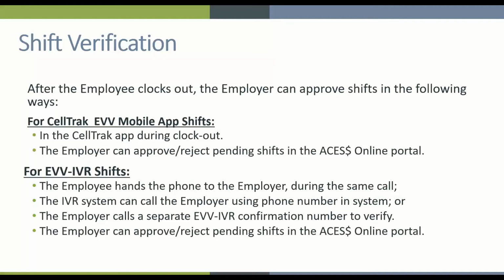The second way is that the IVR system can actually make an outbound call to the employer. So let's say the employee clocks in, and when they clock out, they press the prompt that will make an automated call go to the employer. If the employer answers, they can validate their identity, and then all the shifts pending their attention will be read to them.